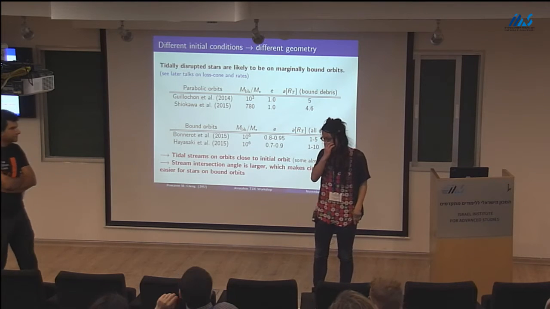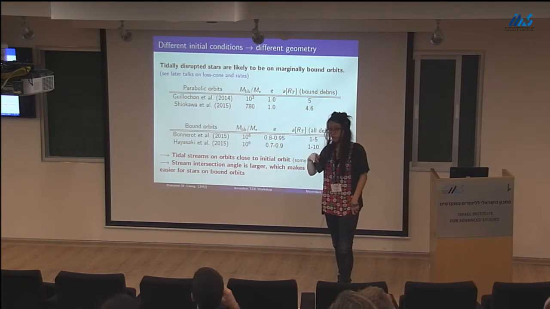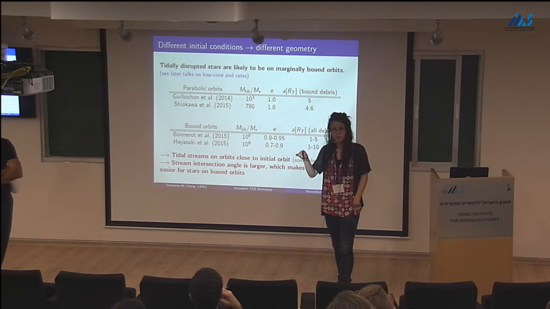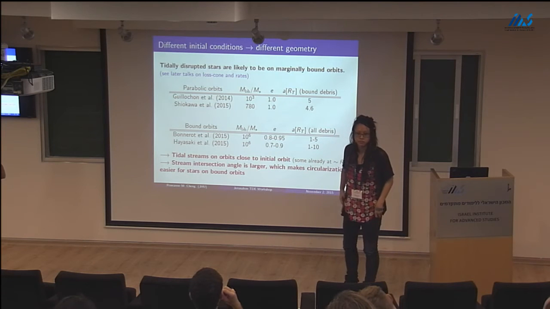So we have an estimate of, well, I don't have it here, but we have a figure in the paper that shows the angular momentum distribution with the debris as a function of time, like we showed for the eccentricity. We can go over that, but right, so later, I guess.